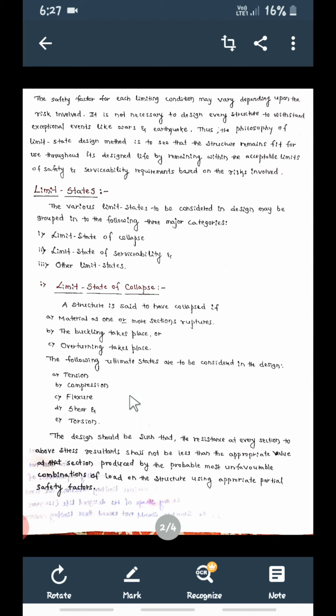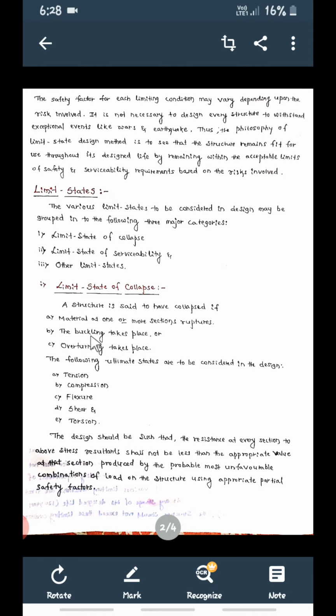Then what is the limit state of collapse? A structure is said to have collapsed when any of these happens. One is that the material at one or more sections ruptures. Whatever material the structure is made of, if the material fails at one or any other section, then we can say that the structure has collapsed. Second, buckling takes place.